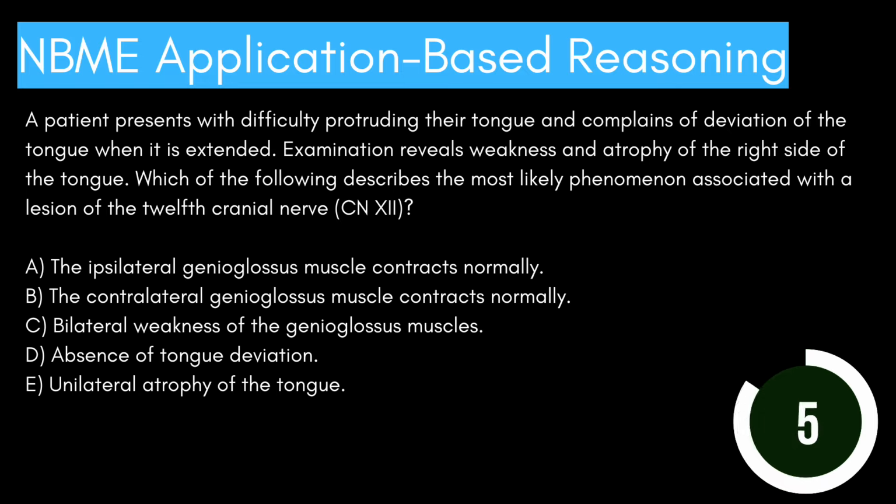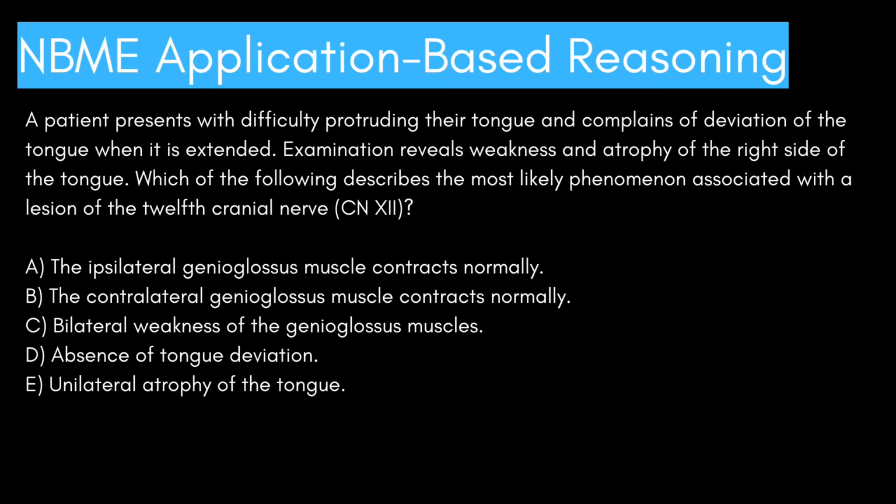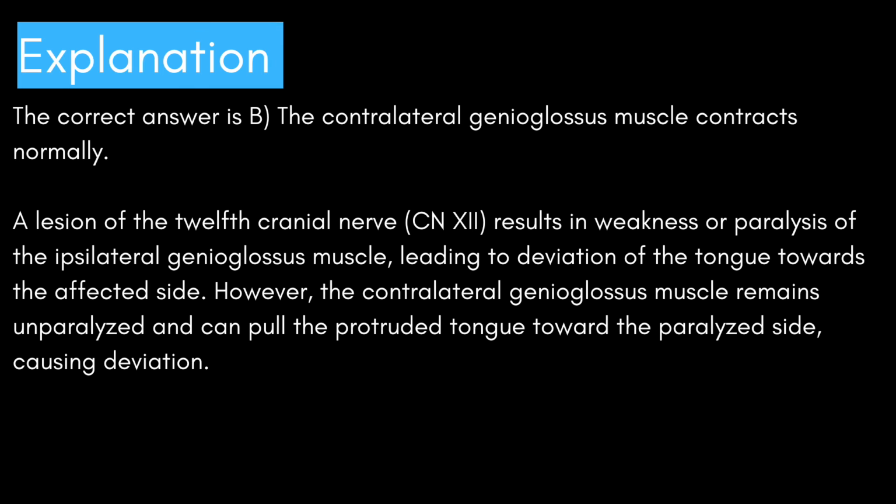All right, I think I gave you guys enough time here. I'm going to move on to see what the correct answer is and what the reasoning behind it is. If you need more time, feel free to pause the video. Otherwise, moving on now. The correct answer is B. The contralateral genioglossus muscle contracts normally. A lesion of the 12th cranial nerve results in weakness or paralysis of the ipsilateral genioglossus muscle, leading to deviation of the tongue towards the affected side. However, the contralateral genioglossus muscle remains unparalyzed and can pull the protruded tongue toward the paralyzed side, causing deviation.